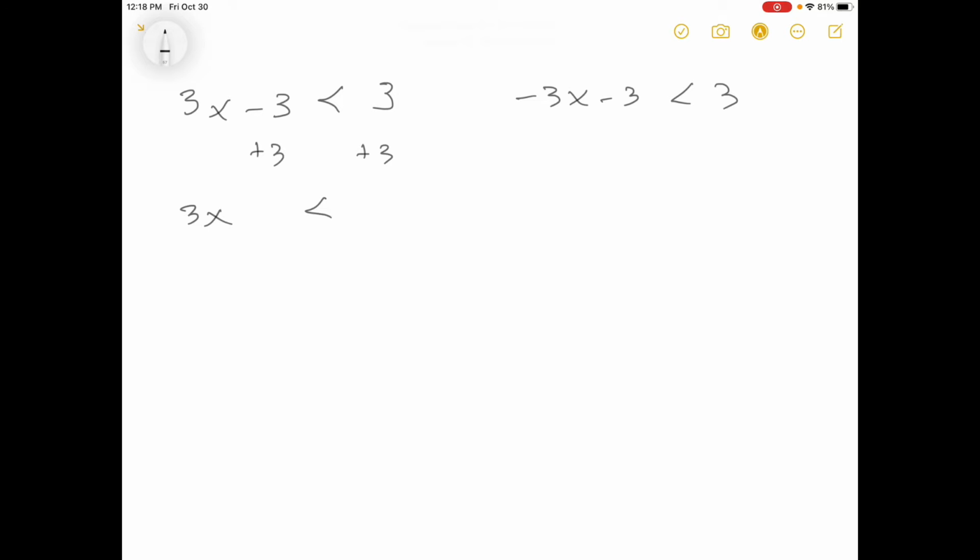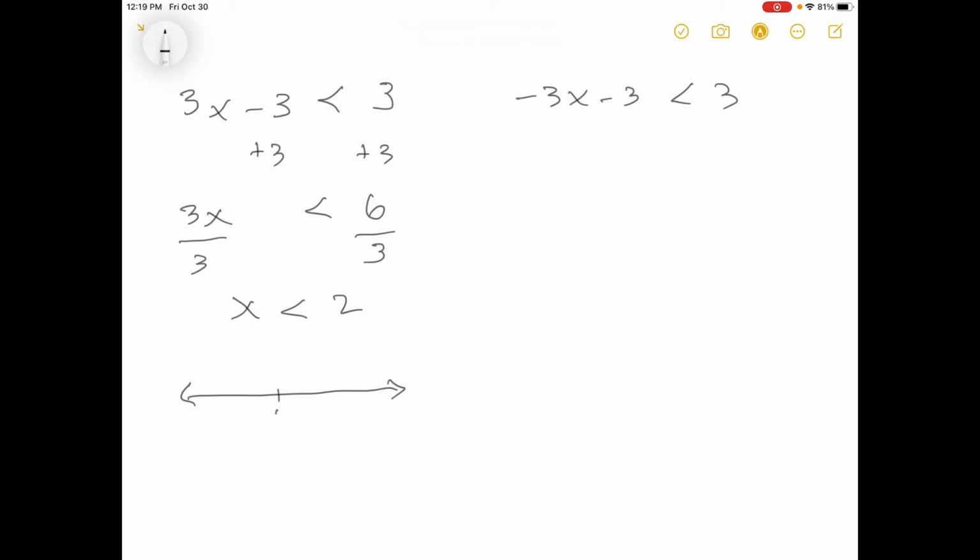The one I'm solving now has a positive 3x, and when I divide that, I get an answer that is not going to do anything to those inequality signs. There's nothing in it. Nothing's going to flip. Nothing's going to change because I'm dividing by positive 3 here. And when I get my solution set, it says x is less than 2.